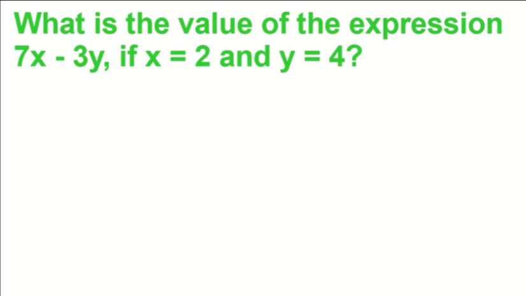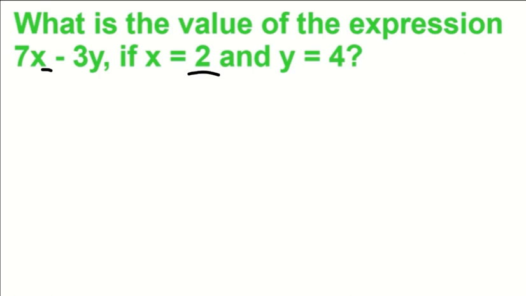Find the value of the expression 7x minus 3y if x equals 2 and y equals 4. Sydney? 2 is correct. So you plug the numbers in for the variables.